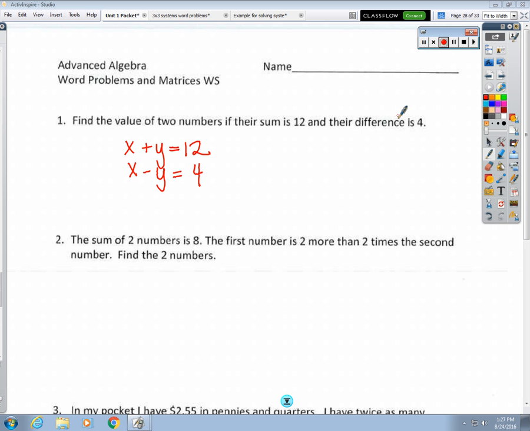Okay, so two numbers that their sum is 12 is written like that. Two numbers that have a difference of 4 is written like that. Once you have your two equations written, the rest is simple.